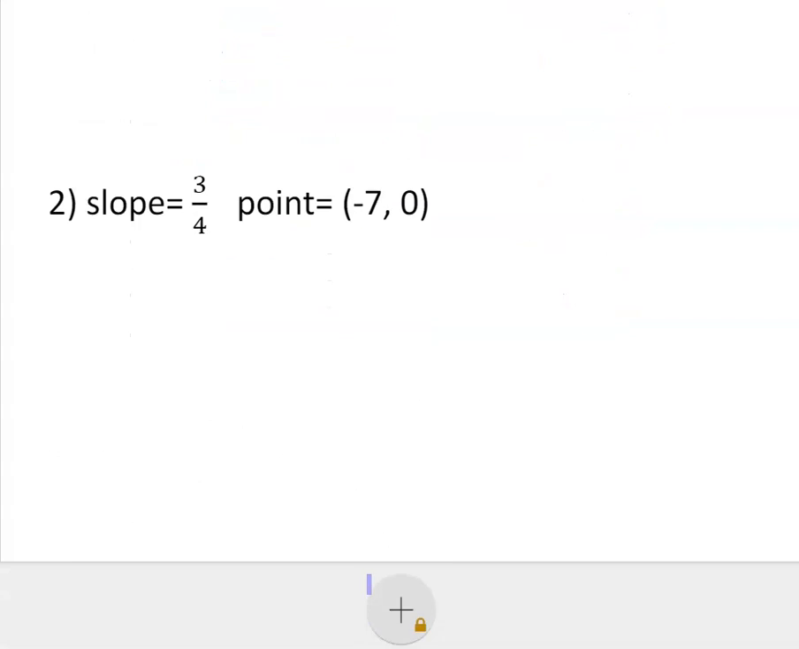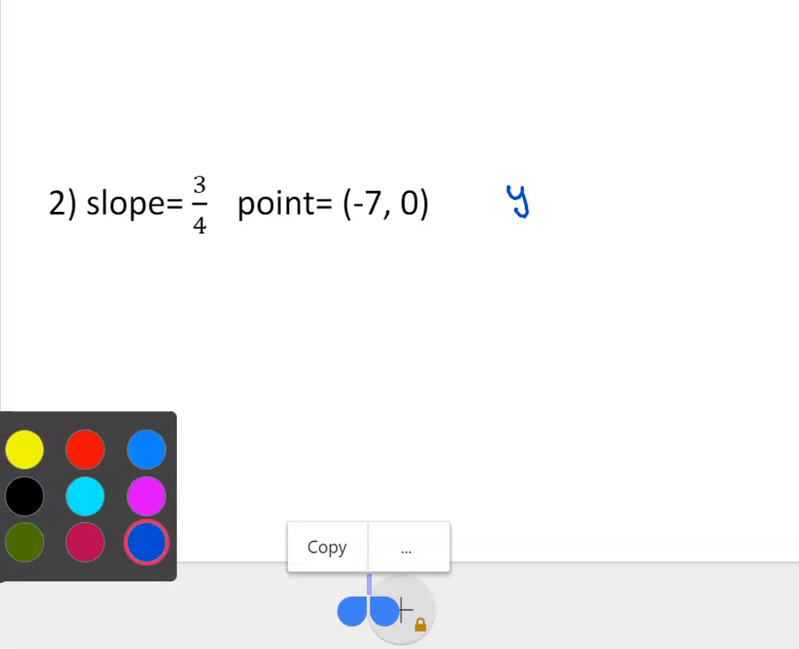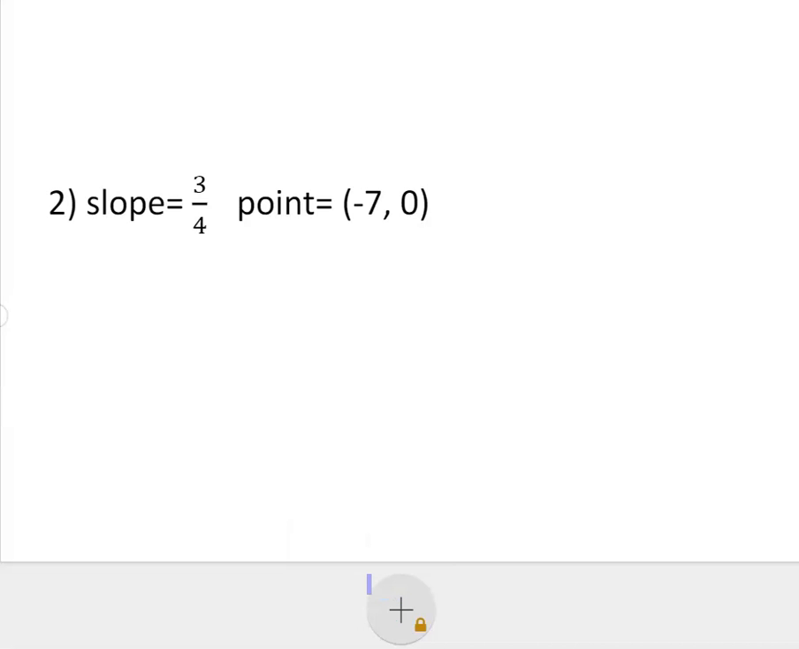And the last one, I've got the same thing. I want you to try it and then unpause it to see if you did it right.